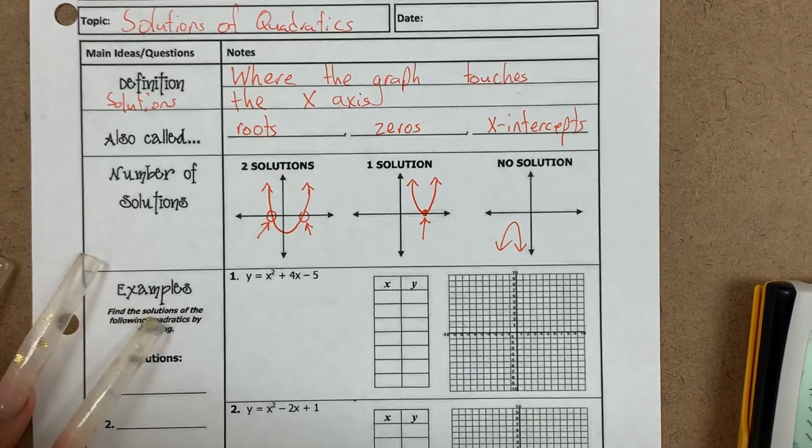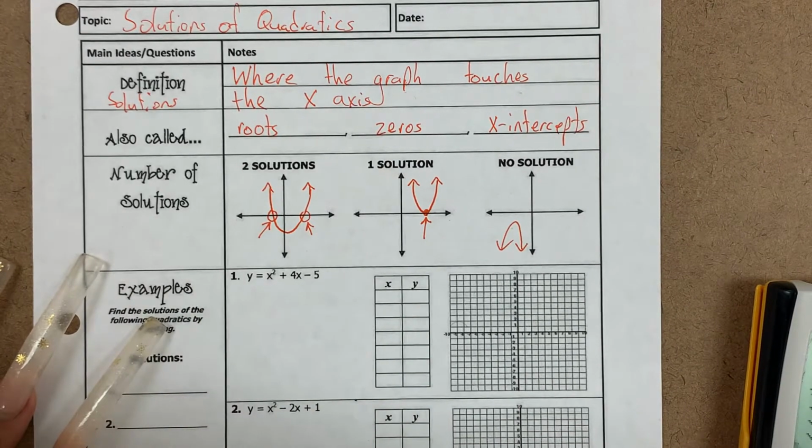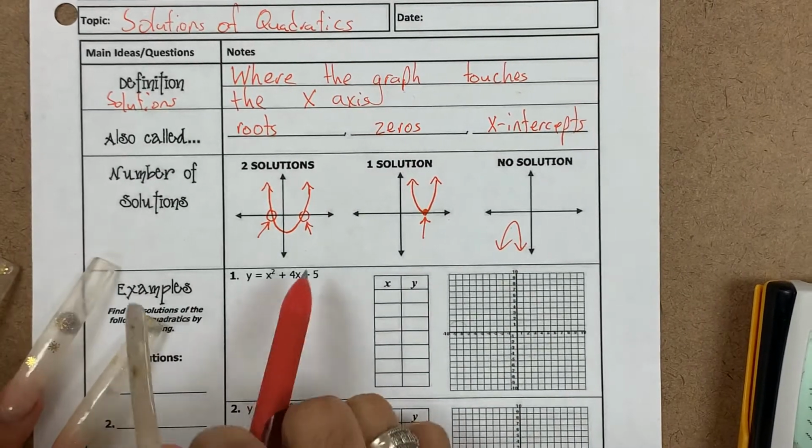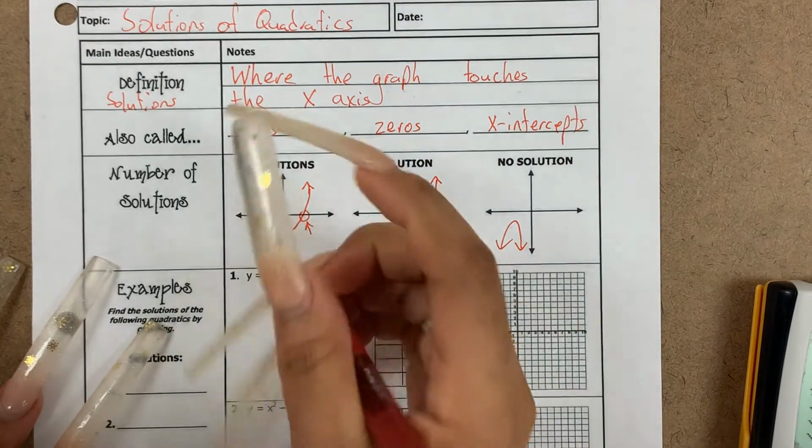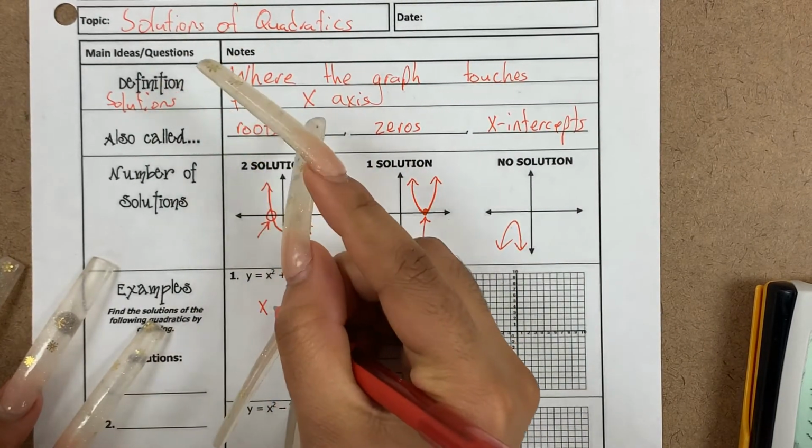Okay, so if we have a graph, we're going to graph it by hand, and we are going to determine where it crosses the x-axis. So we're going to do the same thing we did previously, and we are going to find the axis of symmetry using the formula.